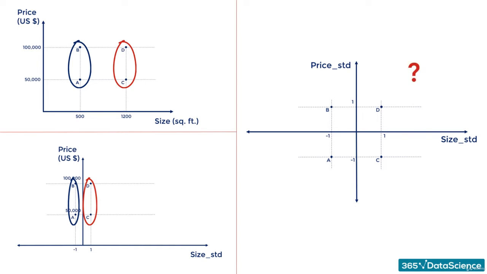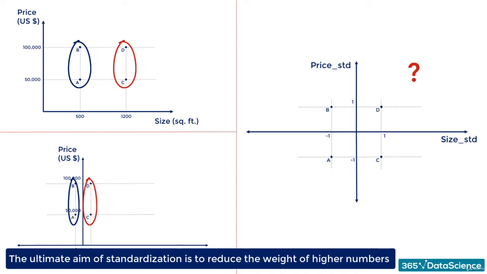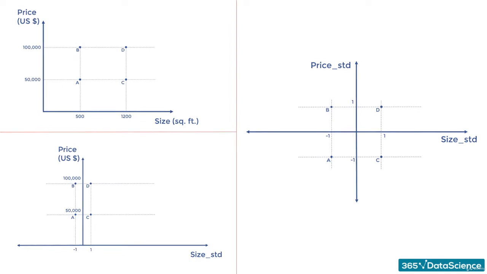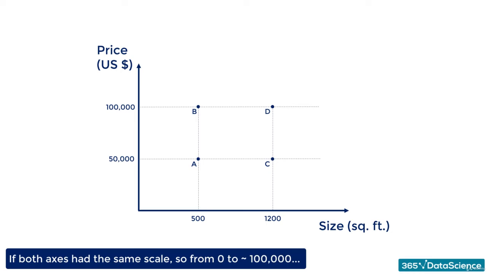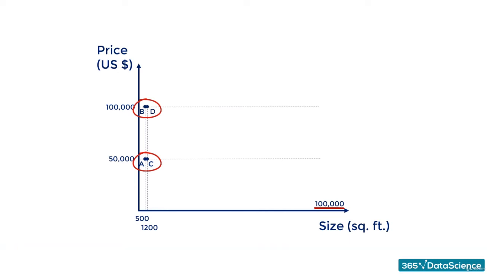Why did that happen? The ultimate aim of standardization is to reduce the weight of higher numbers and increase that of lower ones. Now, let's see the first graph once again. If both axes had the same scale, so from 0 to 100,000, we would get something like this, but even more dramatic. A k-means algorithm would immediately cluster A with C and B with D, just because the scale of price was so different compared to size in terms of mere numbers. So, scale matters.